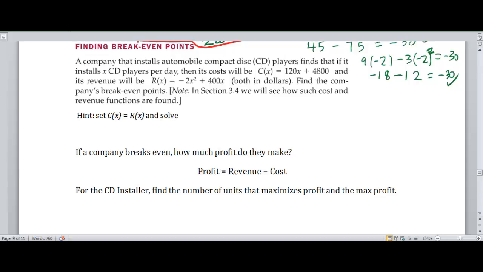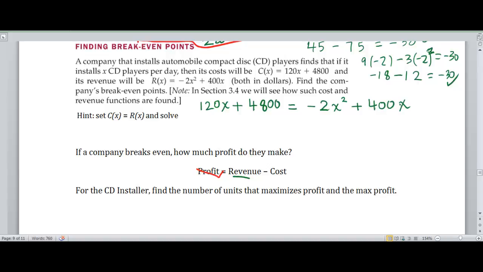Okay, so if a company breaks even, that means it's not earning any profit, but it's not making any loss. So the cost will equal the revenue. Okay, so that's what this hint here tells you. Set cost equal to revenue and solve. So I want 120x plus 4,800. So that's the cost. Equal the revenue, minus 2x squared plus 400x. Okay, and we want to solve this.